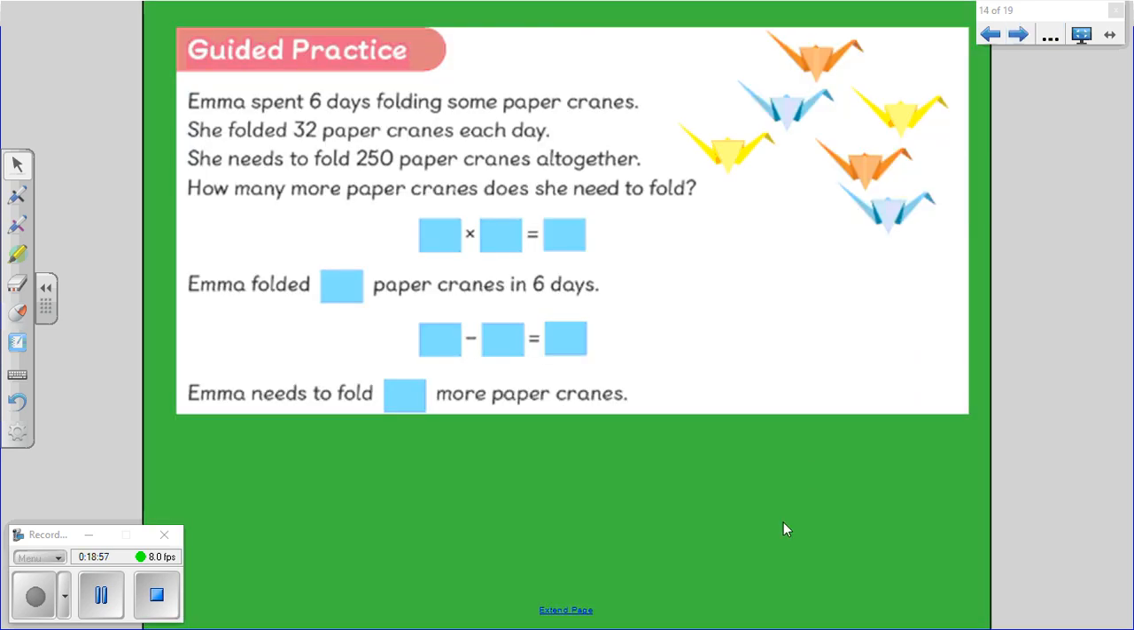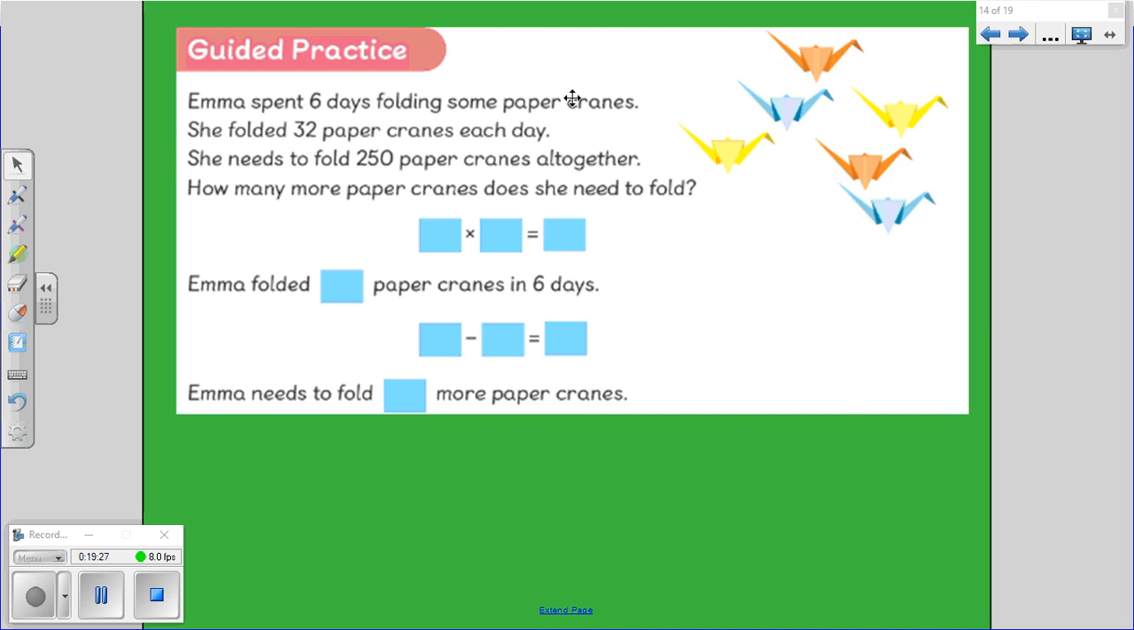Okay, so if you'd like some more practice, we'll go through this question together. So let's read out the problem to start with. Emma spent 6 days folding some paper cranes. She folded 32 paper cranes each day. She needs to fold 250 paper cranes altogether. How many more paper cranes does she need to fold?